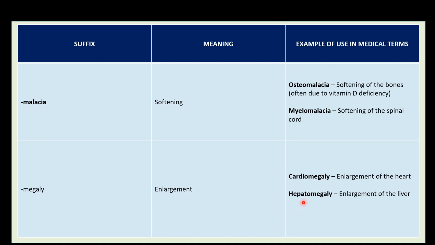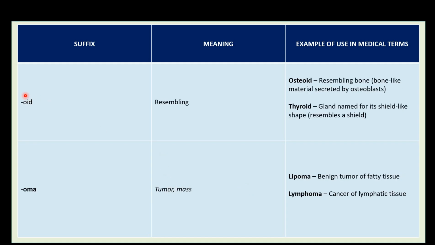Similarly, we have hepatomegaly. Hepato is related to the liver and megaly means enlargement, so we are using the term hepatomegaly, where megaly is the suffix used to denote the enlargement. Clear? Let's move to the next slide, and here we will talk about the oid suffix.